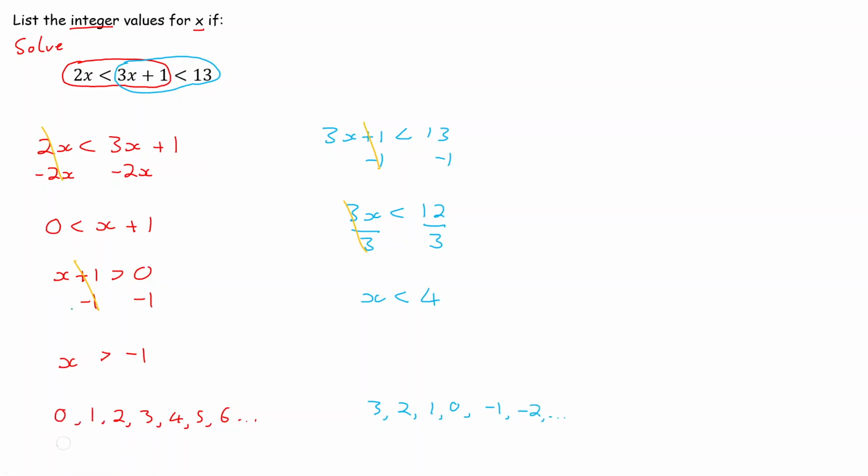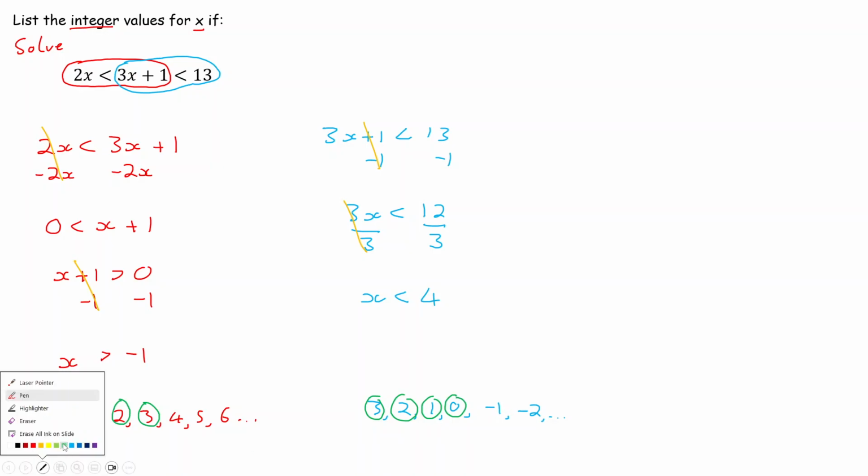So the question is saying, list the integer values for x that satisfy both the red inequality and the blue inequality. So basically, which numbers can you see in both lists? We can see we have a 0 over here and a 0 over here. We've got a 1 and a 1. We've got a 2 and a 2. And we've got a 3 and a 3. So all of these values bigger than 3, 4, 5, 6, so on and so forth, are not in common with anything over here.